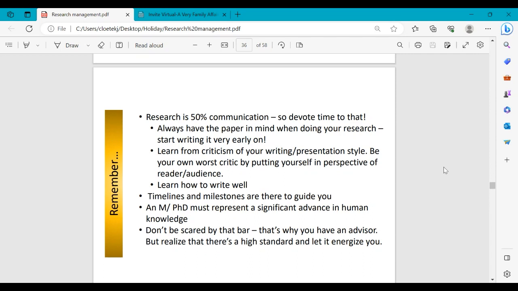Learn from criticism. Remember, criticism you have to get. This is something that always happens in science and is pretty normal. Take it constructively for you to learn.